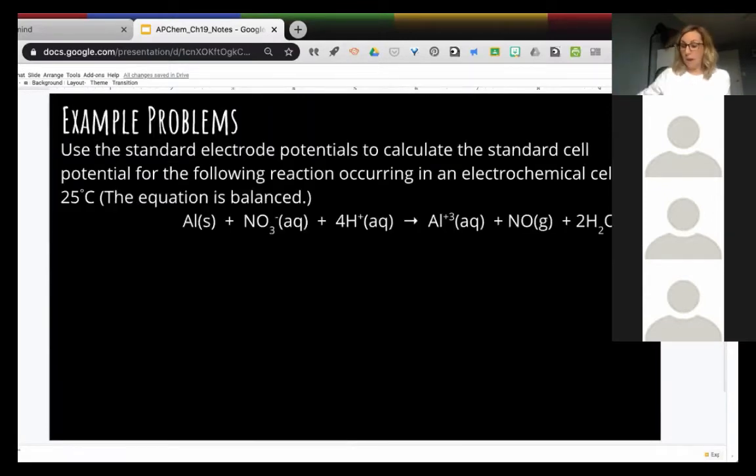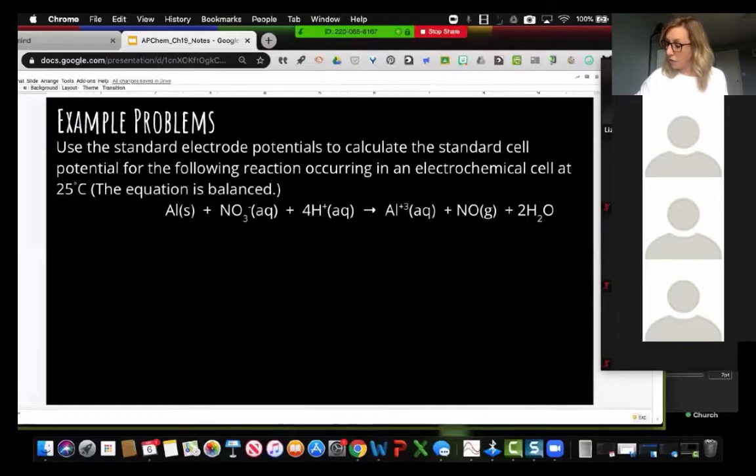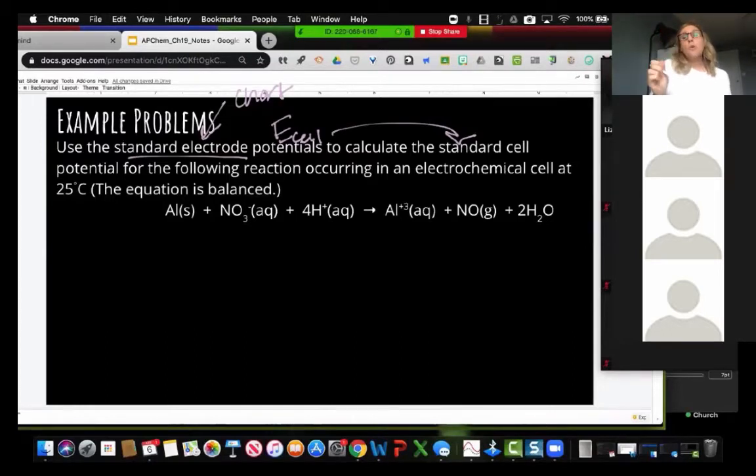Okay, so here's an example of that. So it says use the standard electrode potentials, which again, that's what that table is that you just had, to calculate the standard cell potential. So when they ask for the standard cell potential, that just means you're calculating E cell. And these standard potentials, those come off of that chart that's on the previous page. So this is the electrochemical cell at 25 degrees. Okay, so when they give us this overall reaction, if we're not setting the cell up, then we have to figure out what's the oxidation half reaction, what is the reduction half reaction.